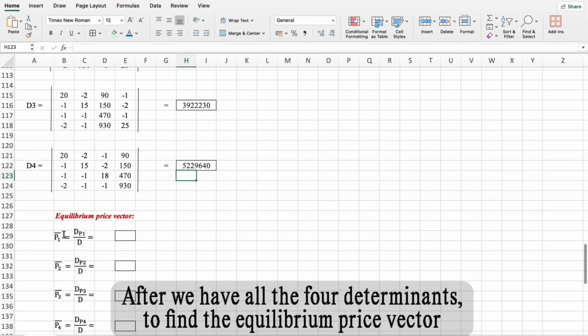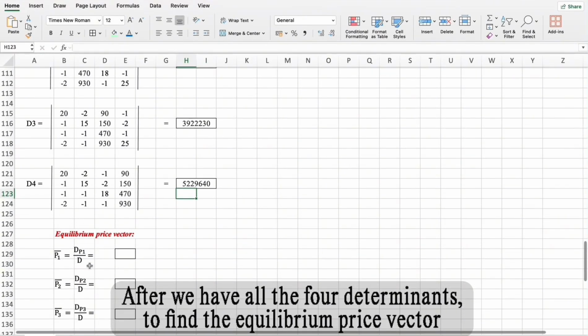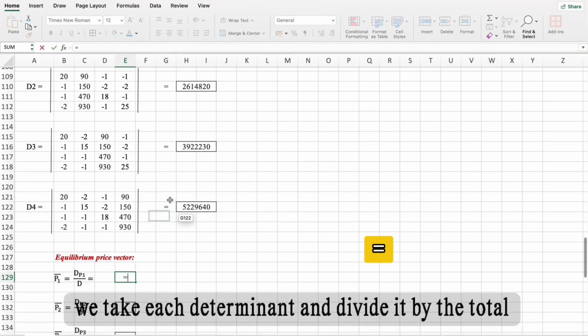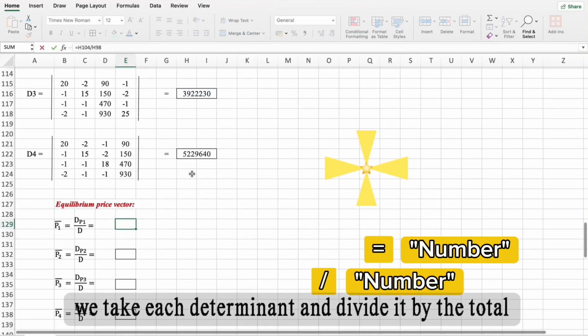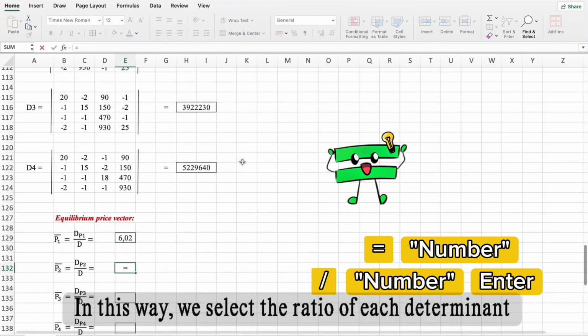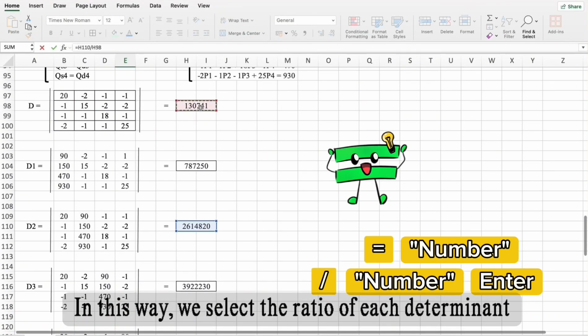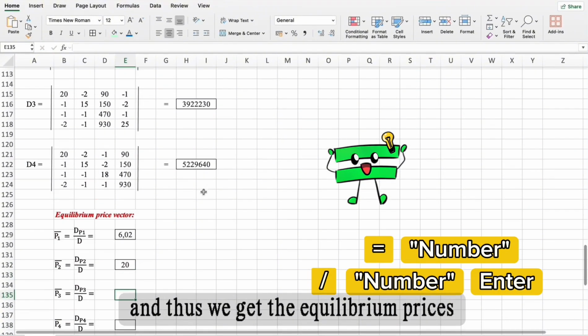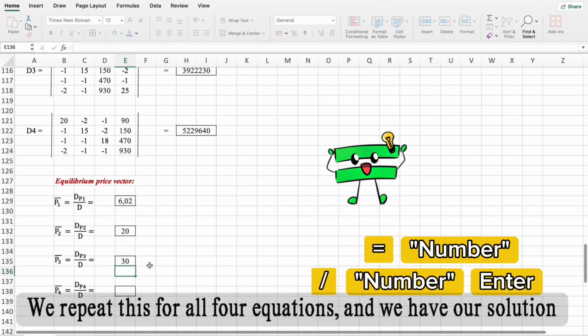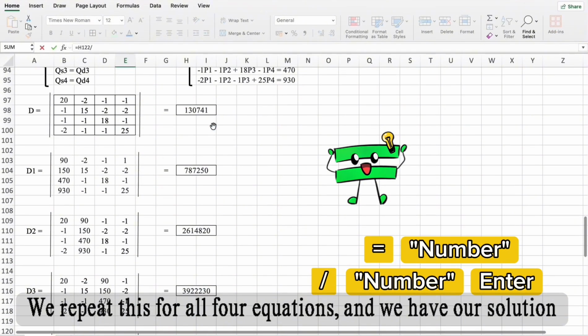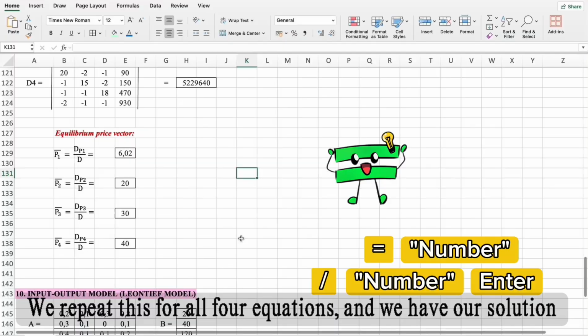After we have all the 4 determinants to find the equilibrium price factor, we take each determinant and divide it by the total. In this way, we select the ratio of each determinant, and thus we get the equilibrium prices. We repeat it for all 4 equations, and we will have our 4 solutions.